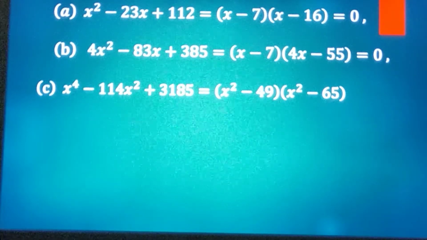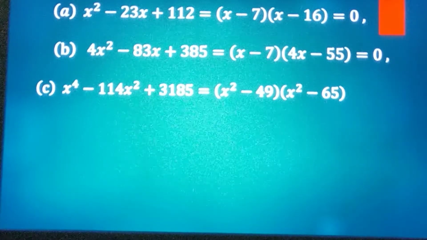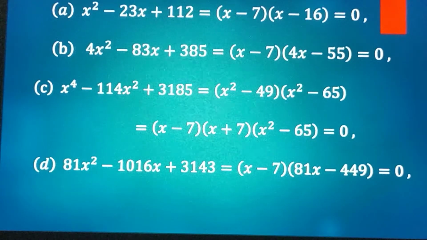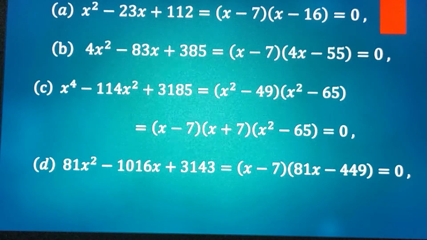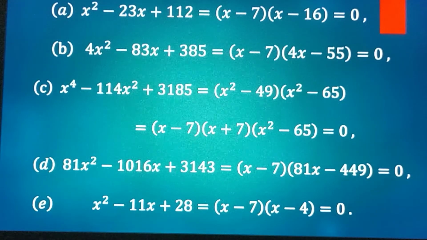And so with equation C, you have x squared minus 49 there. And letter D, we have also x equals 7 as one of the solutions. And letter E, we have also another quadratic equation, 11x squared minus 11x plus 28, equals x minus 7 times x minus 4 equals 0.